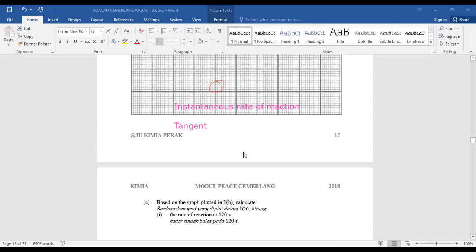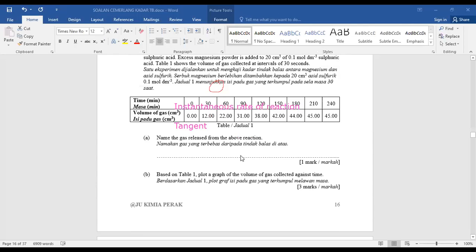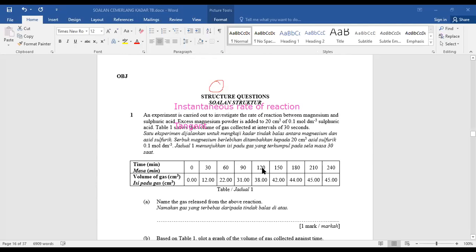From the table here, look at this. Now, at what time does the volume of gas start to remain constant? Okay, and I hope that you may identify this. See, 45 centimeter cube is the maximum volume.